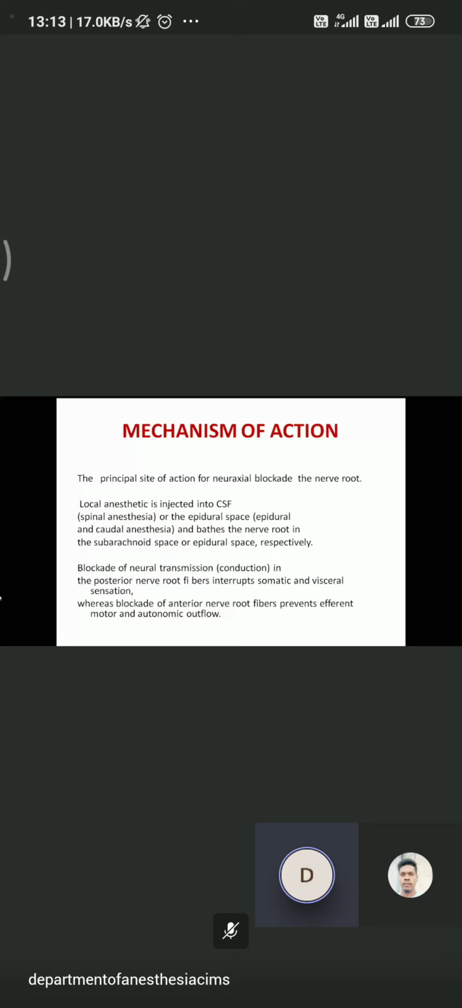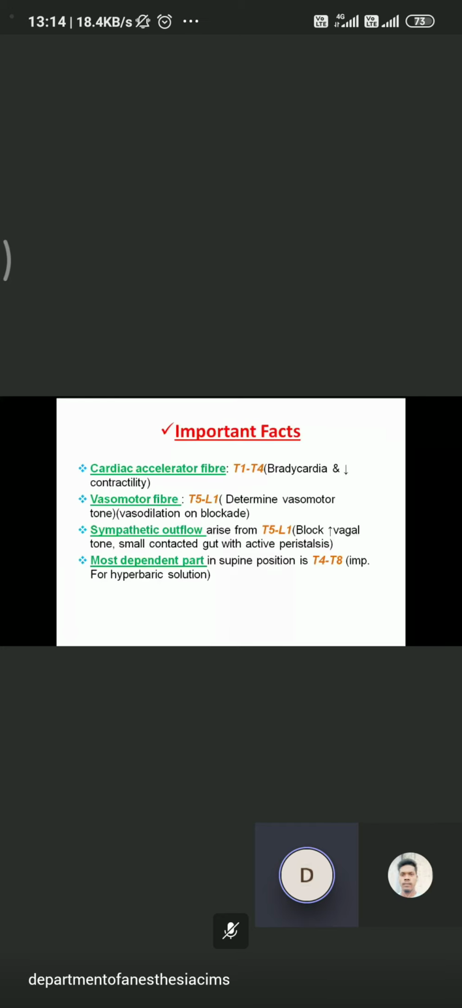Blockade of the neural transmission occurs, that is, conduction in the posterior nerve root fibers is interrupted, affecting somatic and visceral sensation, whereas blockade of the anterior nerve root fibers prevents efferent motor and autonomic outflow. An important fact is that the cardiac accelerator fibers originate from T1 to T4. So if we achieve a spinal block up to T1, there will be severe bradycardia.